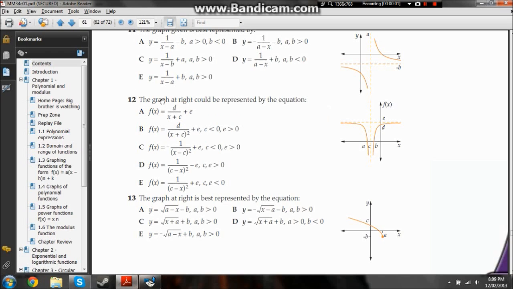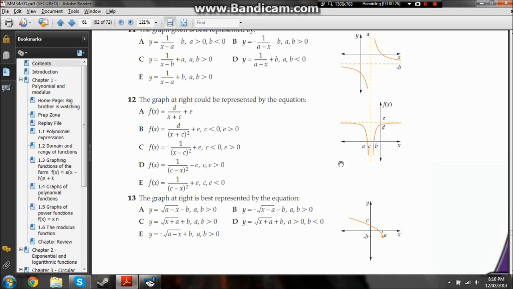Okay, question 12 is same as question 11 but different equation. So it's going to be an x squared graph because of the shape of it, you can see that. And it's also going to be negative, again because of the shape. So we know it's moved up E units and it's moved across C units, whatever they happen to be. And we know that it's an x squared, so it's not going to be A. Immediately you can rule that out.